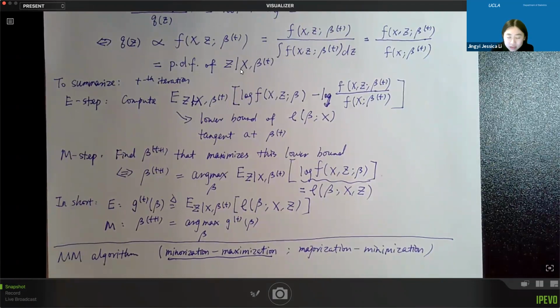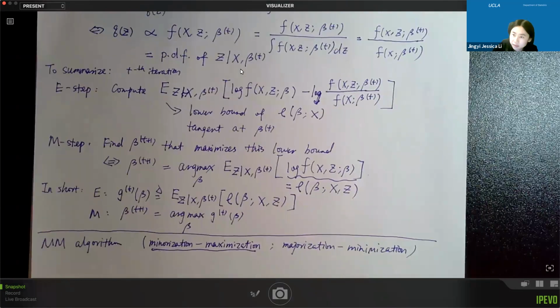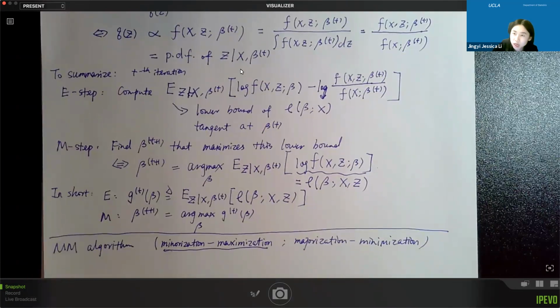Okay, so that's all I want to say. This concludes the model-based clustering. Like I said, model-based clustering relies on a probabilistic model to help you do the clustering. But to really have the probabilistic model fit to your data, you need the parameter values. To estimate those parameter values, we use the MLE.